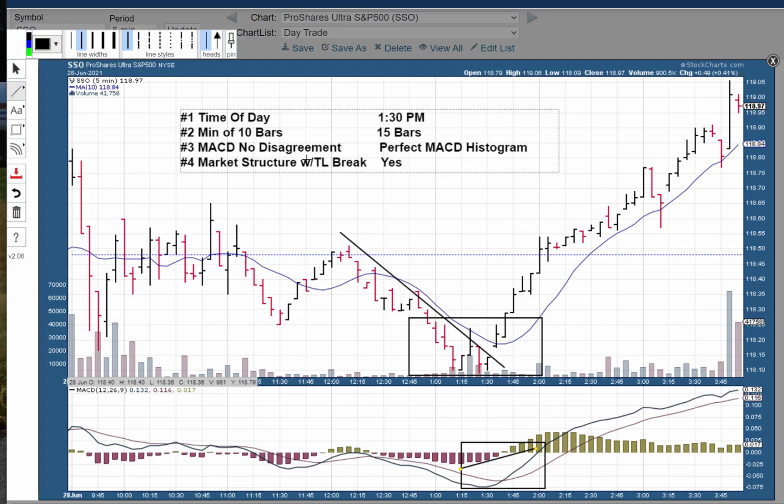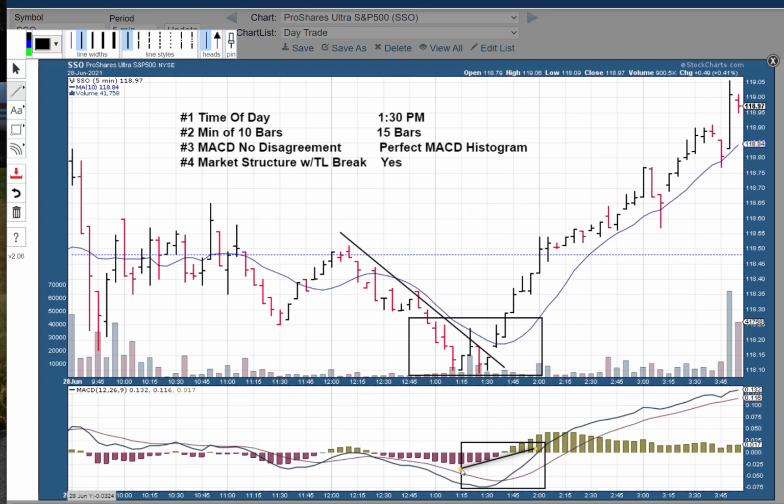There's no disagreement with the MACD. We've talked about that, meaning it doesn't have to be perfect, but it's not disagreeing. This histogram at 115 changed, as you see, from these tall bars, and they started becoming smaller and smaller and eventually turned positive above the 0 line. And that happened at 130, 140, probably 140. That first positive histogram came in.